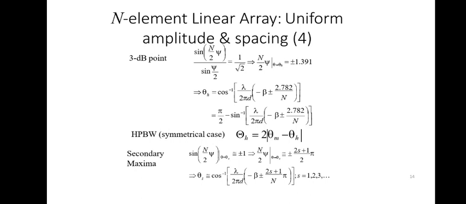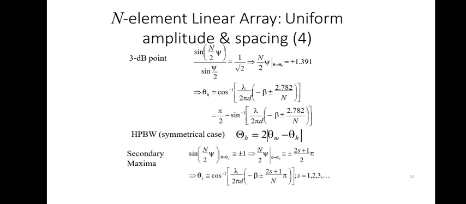Therefore similarly we take it like this, this is θh, and the HPBW in the symmetrical case is 2 into (θm minus θh). And the secondary maxima are at sin(nψ/2) at θ equivalent to θs, so you will get plus or minus 1. Therefore here nψ/2 at θ equal to θs is equivalent to plus or minus (2s plus 1) by 2 into π.